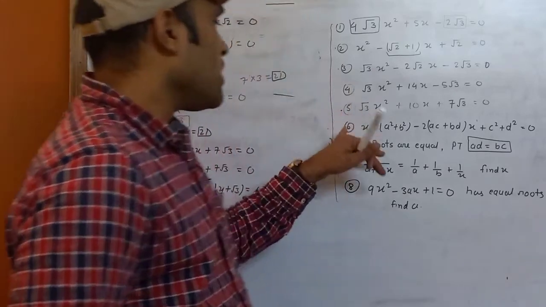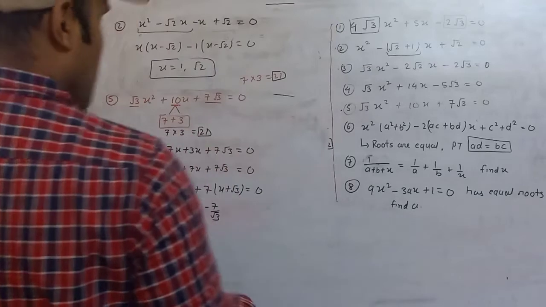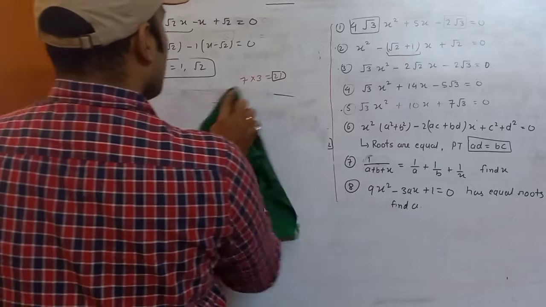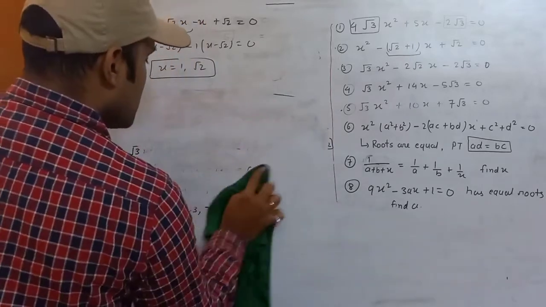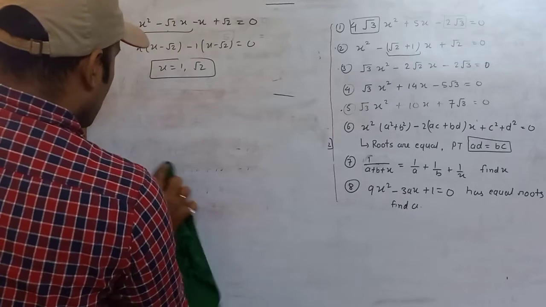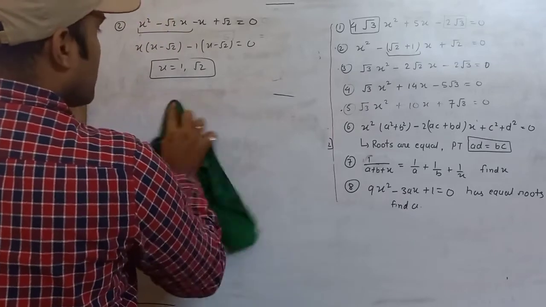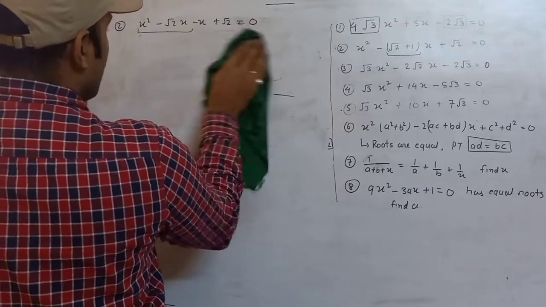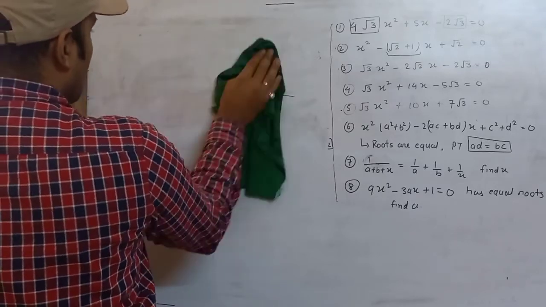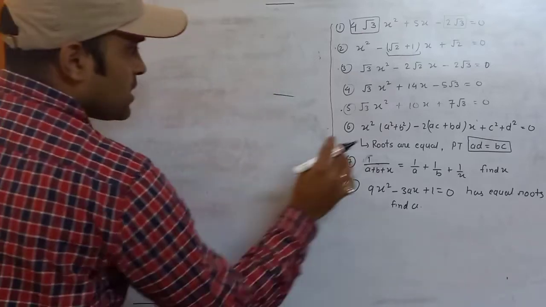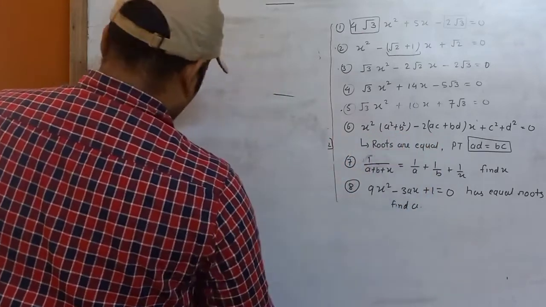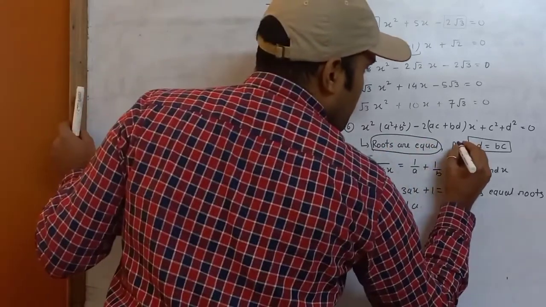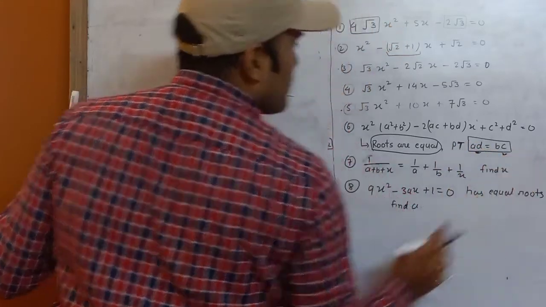Okay, now we will come to question number 6. This is very important and very simple. We can solve it very easily. Just focus on what is said in the question. First you have to write a, b, c from the quadratic equation. Find out what a, b, c are. The question says the roots are equal. Remember it: roots are equal, and prove that ad should be equal to bc.